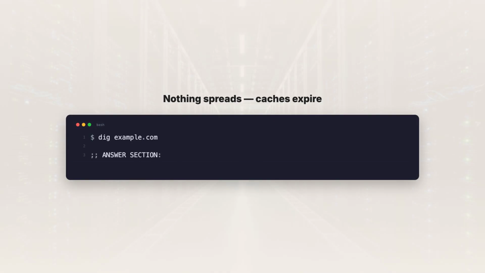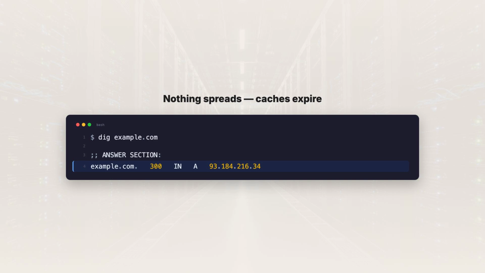Every saved answer has an expiry timer called a TTL, time to live. When it runs out, the answer gets thrown away and looked up fresh. That's why DNS changes seem to take time to spread. Nothing is spreading. Old answers are just sitting in caches waiting to expire.